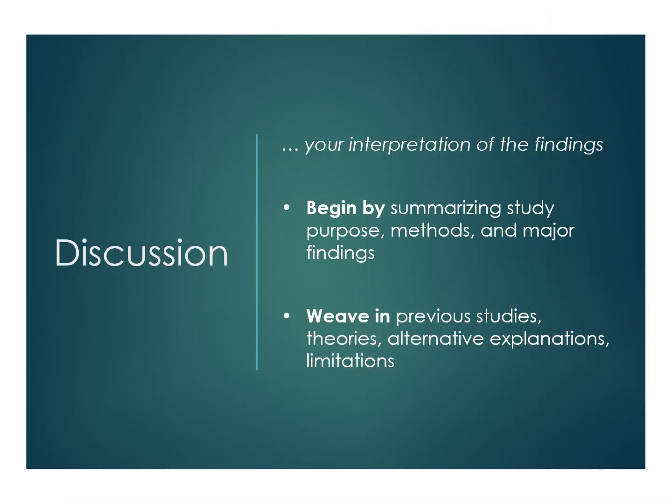So the discussion is really your interpretation of the findings. You want to begin by summarizing the study's purpose, methods, and major findings. And then what you want to do is integrate previous studies, theories, and explanations related to those findings. So you can go back to your theoretical underpinnings. You can go back to your literature review and things like that, to guide you in how you really discuss these, right? How you really interpret the findings.